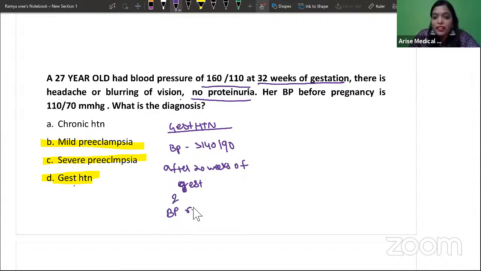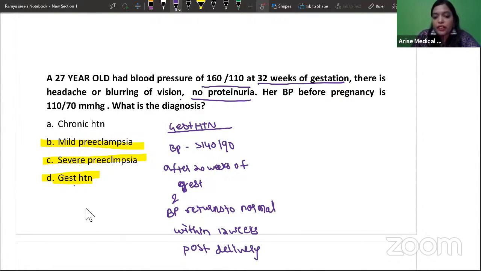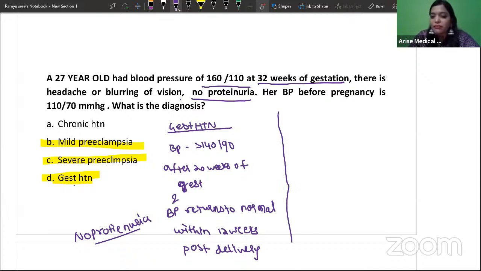And blood pressure returns to normal within 12 weeks post-delivery. And there is no proteinuria. Yes, I believe you all answered it's gestational hypertension, suspecting that there is no proteinuria, right? But actually, you're a little off, wrong. I'll tell you why. Now let's see preeclampsia.